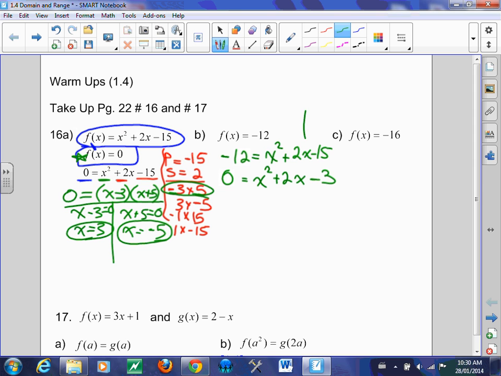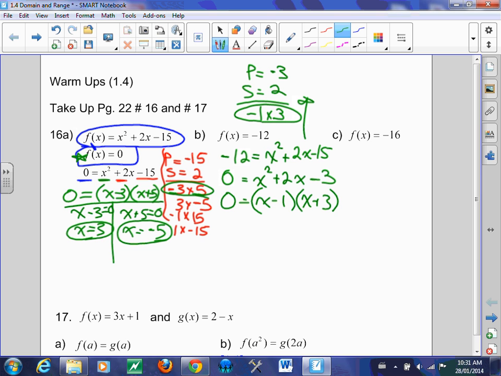Now this is another case, guys. I'm going to run out of room, so I'll do it up here. Product equals negative 3. Your sum equals 2. What two values do you have, ladies and gentlemen? You got negative 1 and 3. That suits our case. So 0 equals x minus 1 times x plus 3.